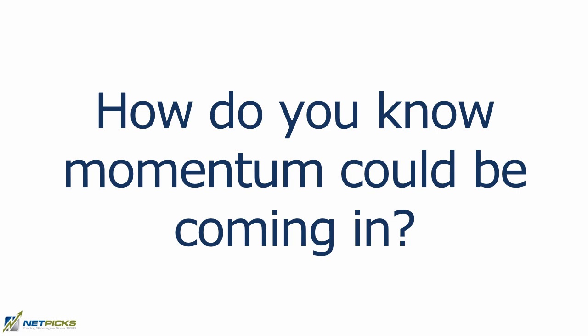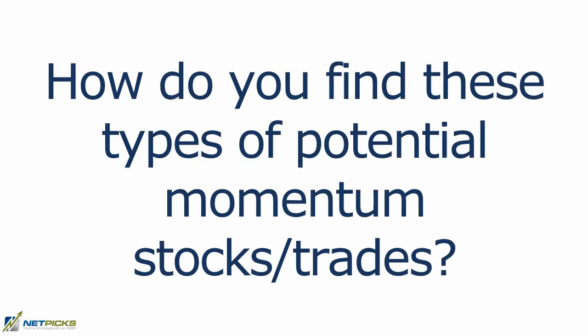Well, the easiest way to do that is to find an instrument, like a stock, that's in a consolidation phase. We can also call that a trading range. You would then look to trade the breakouts, anticipating more buyers or sellers stepping in, and perhaps adding to your position. So how do you find these types of potential momentum stocks to trade?